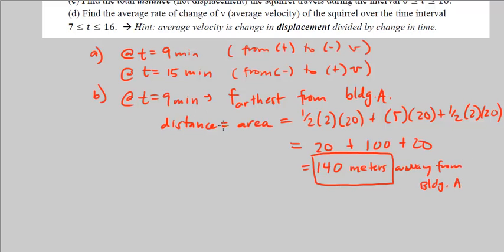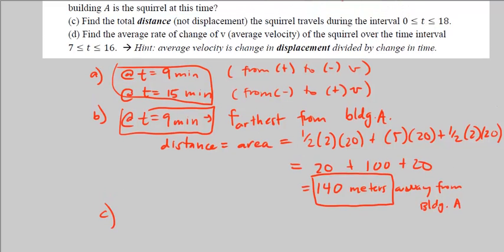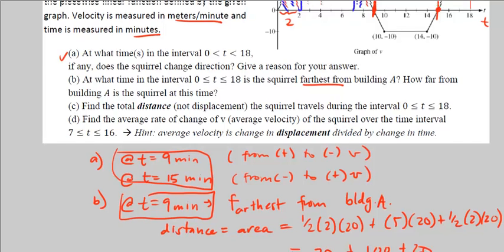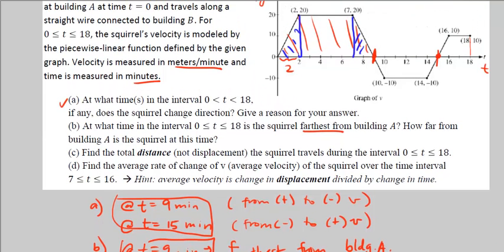And that's, again, at time is equal to 19. Let me box all these answers. And I'm on part C. Part C asks, find the total distance, not displacement, that the squirrel travels.